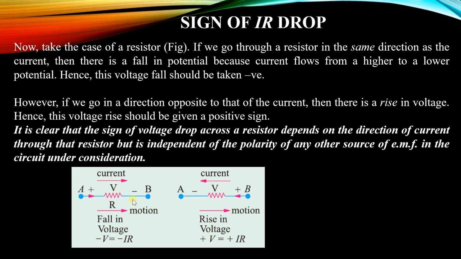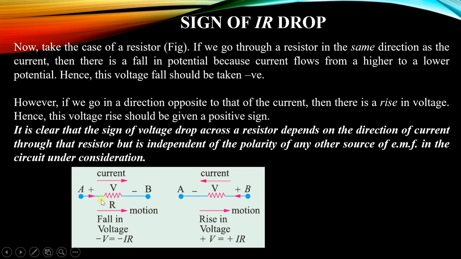Take the case of a resistor. As shown in the figure, we have a resistor R between A and B and we want to find the voltage drop in this resistance. If we go through a resistor in the same direction as the current, then there is a fall in the potential because current flows from higher to lower potential. Hence, this voltage fall should be taken negative.